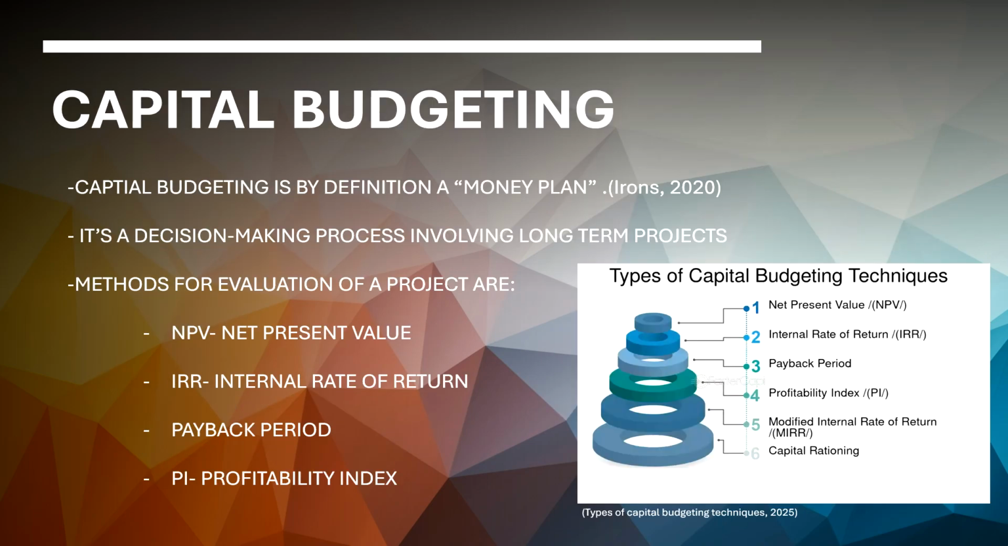Capital budgeting in basic terms is money planning. That involves generally long-term projects involving large initial investments whose returns could be spread over multiple years. This is affecting the company for years to come. Investments like these generally carry some level of risk and uncertainty concerning future cash flows.